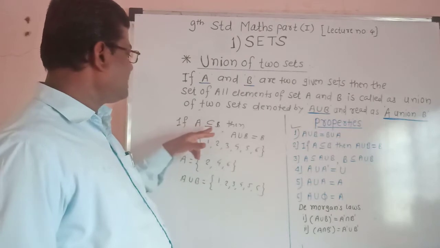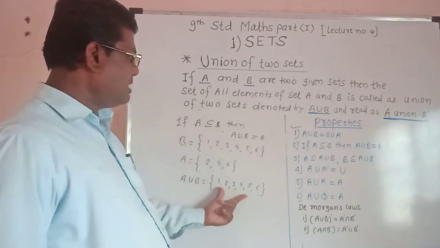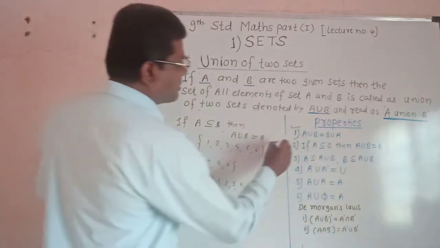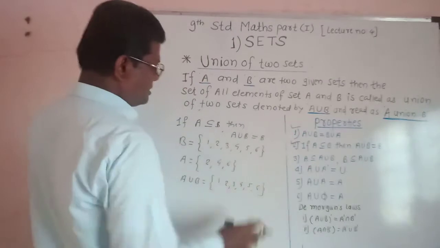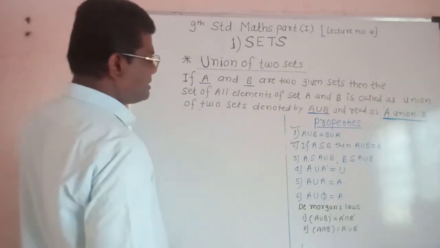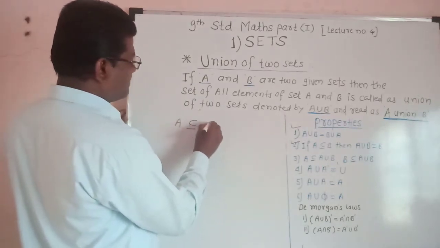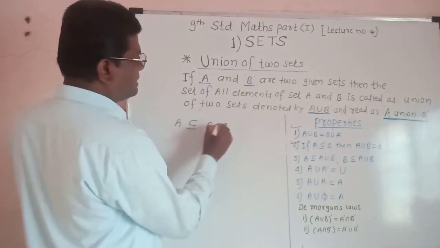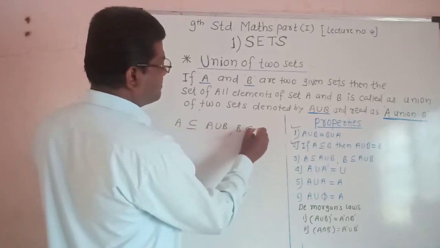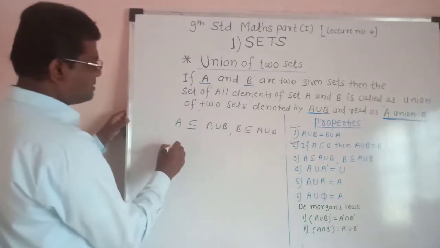From this we can see that A union B is equal to B. Thus, if A is a subset of B, then A union B is equal to B. This is property number 2. Now, see property 3, that is A is a subset of A union B and B is a subset of A union B.